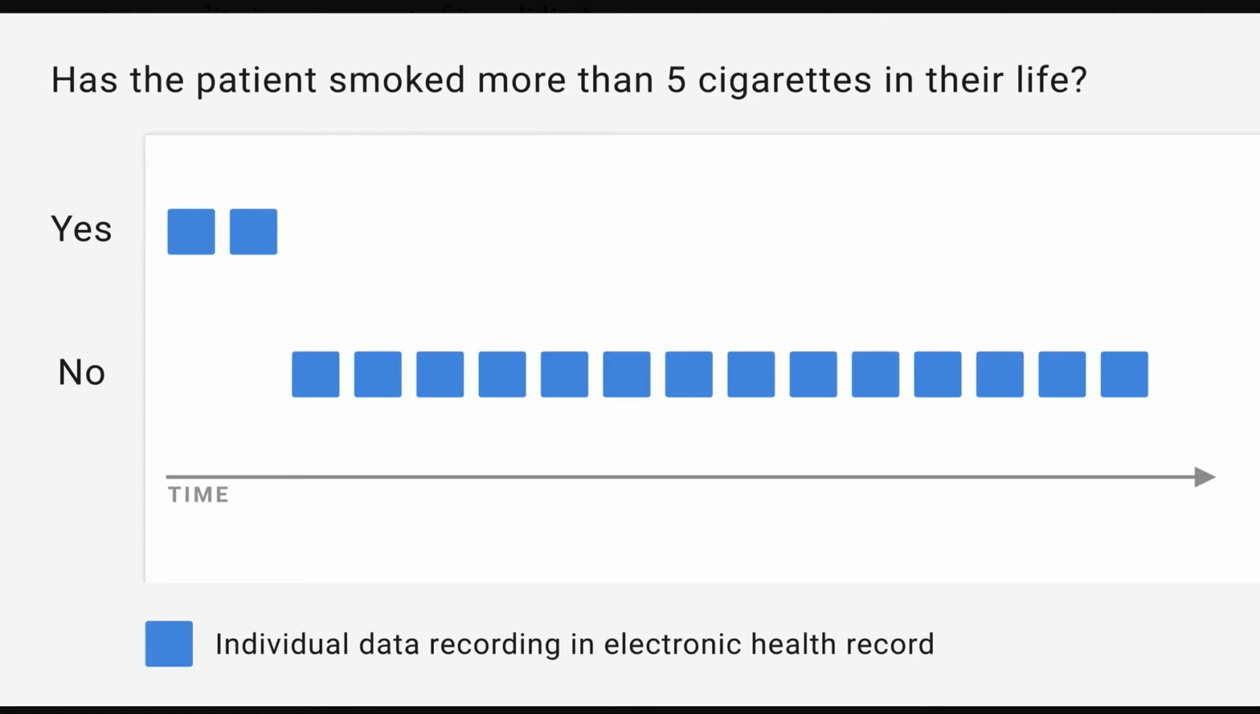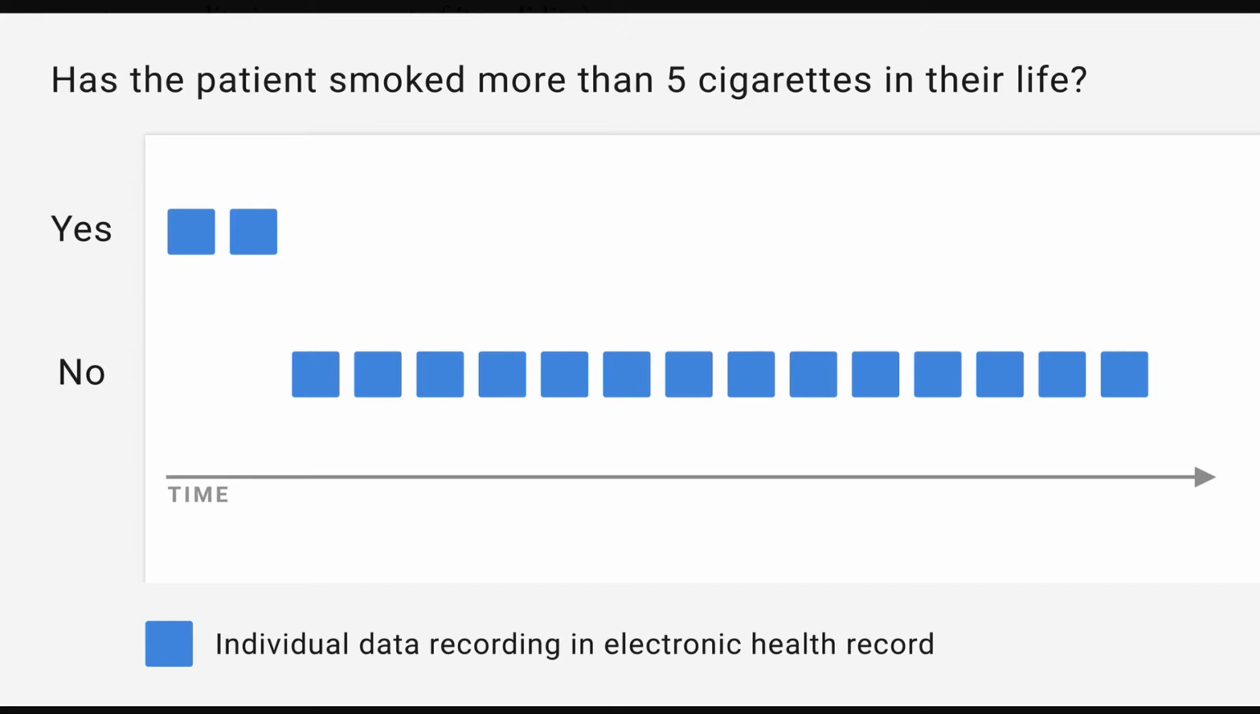If we used a protocol that used the frequency of occurrence to try to answer this question, we would say there's a very high chance that this patient has never smoked more than 5 cigarettes in their life, because the last 12 encounters that record this information show the answer is no. I've put the answers as yes in this question first, just to remove the concept of data temporality.